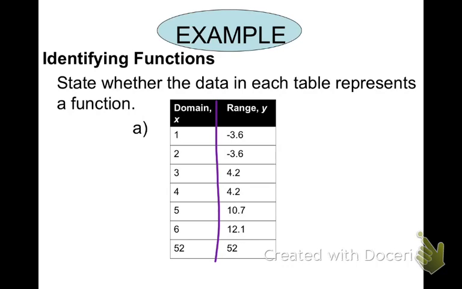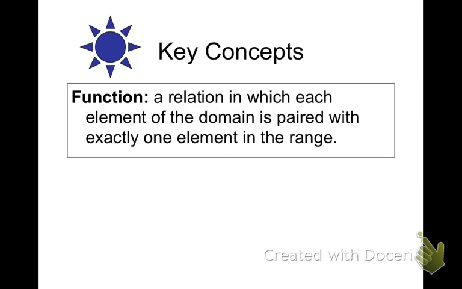Okay. Those who have said no, why do you think it's no? Because -3.6 and -3.6 show up twice. Okay, so let's go back. Thanks for volunteering. A relation in which each element of the domain, so that means the x, is paired with exactly one element in the range, which means y.